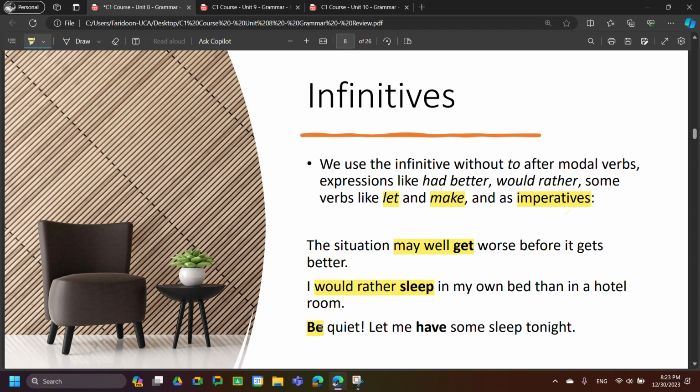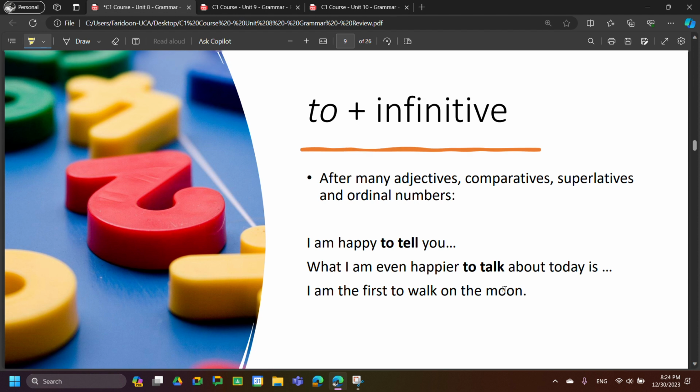So be is the infinitive, and let me have. So in here, this is about let. Okay, when you're using infinitive with let, just be careful that to is not there. Many people just say like let me to have or let me to come in, but all of these ones are wrong. Okay, you just say let me have or let me come in, so the to is not needed. Okay, so what about to? When do we use it?